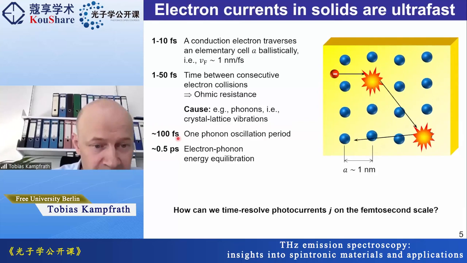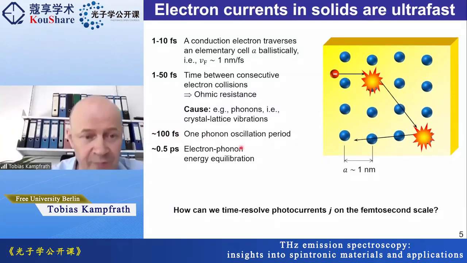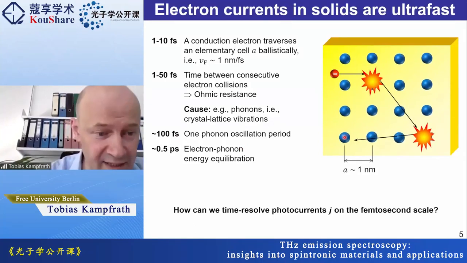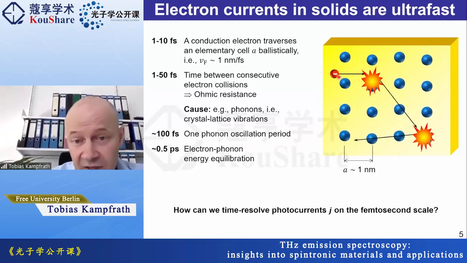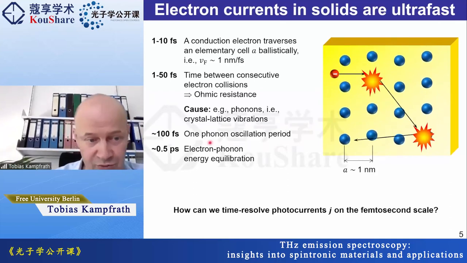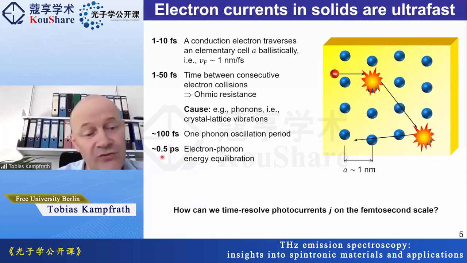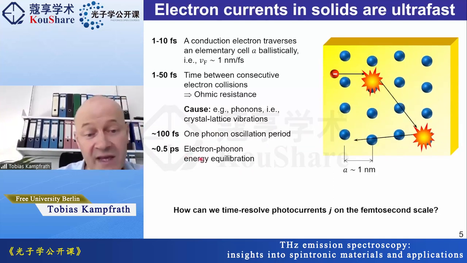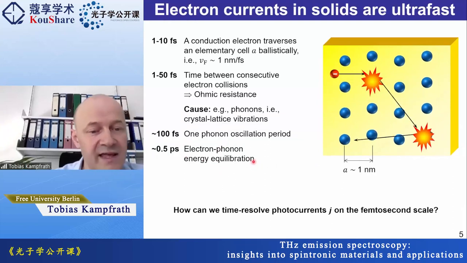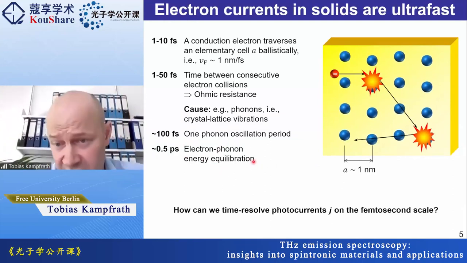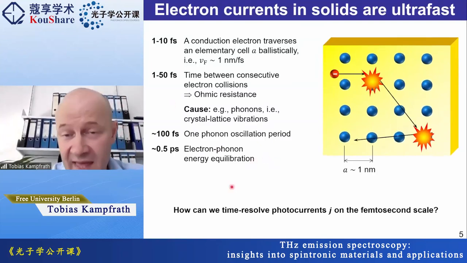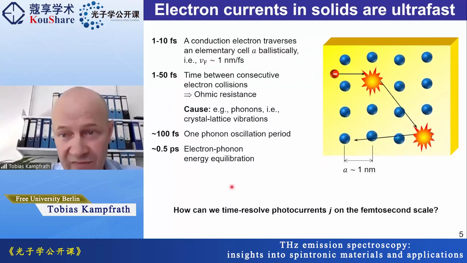One phonon oscillation period in a solid is typically 100 femtoseconds. So within 100 femtoseconds, the ions make a full oscillation cycle. And finally, the electrons will deliver their excess energy to the phonons, so to the crystal lattice, and this occurs on a time scale of typically half a picosecond. This is also called electron-phonon equilibration, or energy equilibration. How long does it take until electrons and phonons in a solid equilibrate in terms of their energy? All of this shows that electron currents in solids proceed on ultrafast timescales.